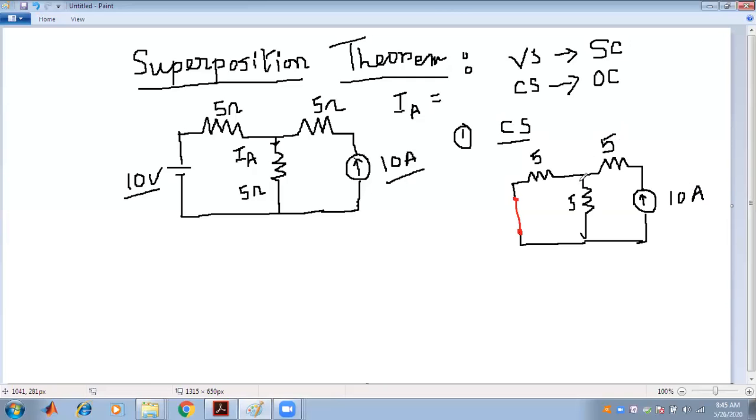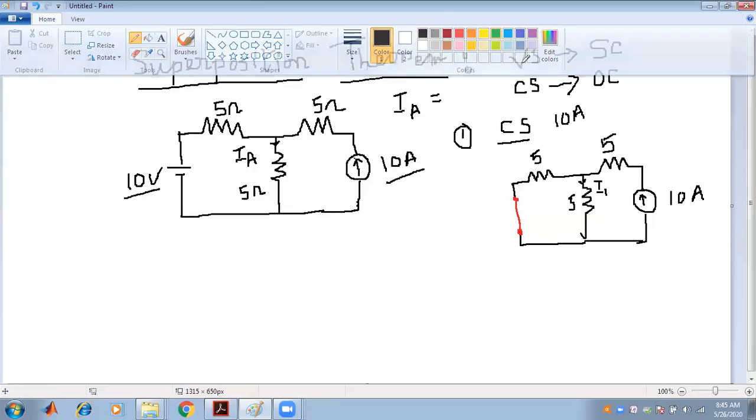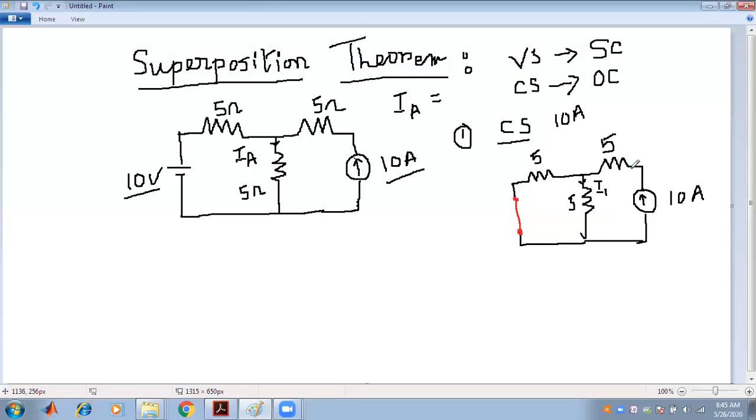So first, when the 10 ampere current source is activated, we have to find the value of I1. We have to find the current flowing through the 5 ohm resistance. So we have to find the first value of I1. It is seen that the 10 ampere current coming through the 5 ohm is divided here into two parts. One is going through that particular part and one is going through that particular part, known as IA.